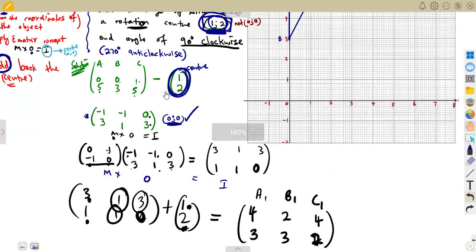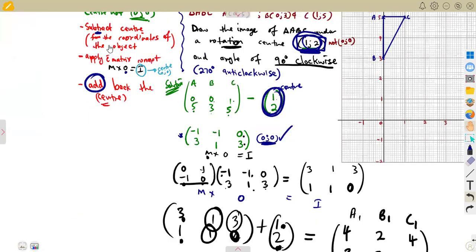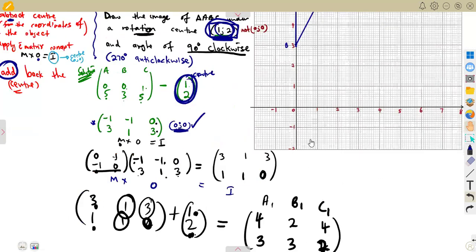Subtract the center. Use the matrix. Matrix times object is equal to image, but it's the image of the center 0, 0. You add back the center. Subtract the center. Apply the matrix concept. You add back the center, just like that. So now you can represent both.